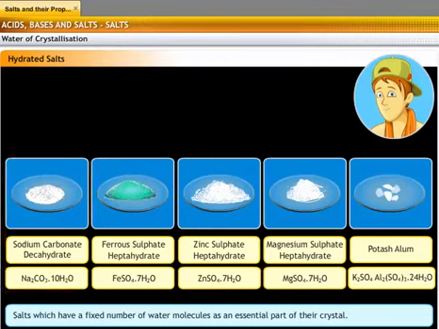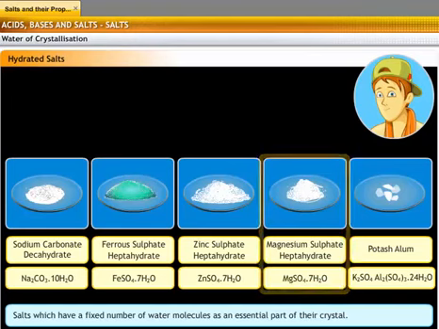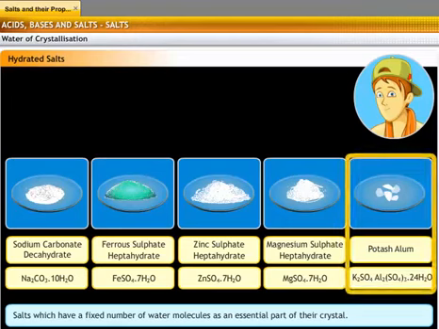For example, sodium carbonate decahydrate, Na2CO3·10H2O. Ferrous sulfate heptahydrate, FeSO4·7H2O. Zinc sulfate heptahydrate, ZnSO4·7H2O. Magnesium sulfate heptahydrate, or Epsom salt, MgSO4·7H2O. Potash alum is a sulfate of potassium and aluminium with 24 water molecules, K2SO4·Al2(SO4)3·24H2O.